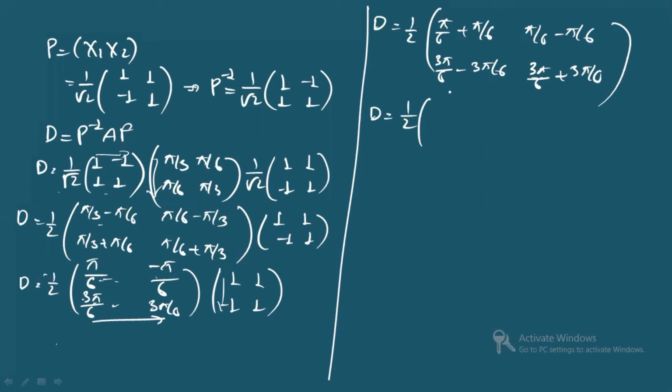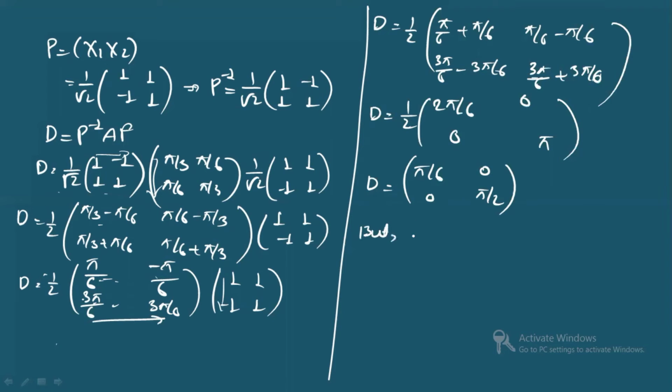So D is equal to 1 by 2 times: this will give you 2 pi by 6, this will give you 6 pi by 6, so that is pi, and here you will get 0 and here you will get 0. And finally, D will be equal to, multiplying by 1 by 2, pi by 6, 0, 0, pi by 2. All right, so this is the diagonalization matrix.